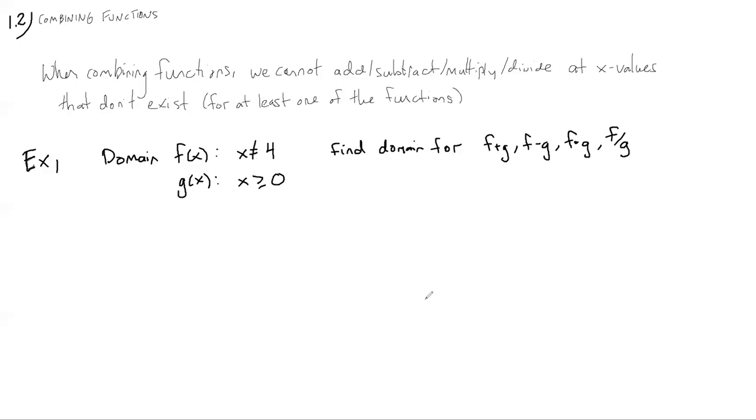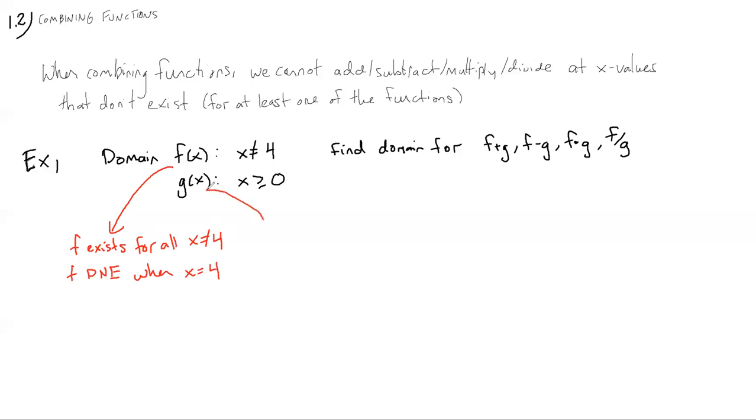Basically, what I wrote up here: when we do combine functions, we can't perform any of these operations at the x values that don't exist. So when I'm giving you the domain for f and g, I'm telling you both where the function exists and where it doesn't exist. So this here, for f of x, says that x cannot be 4. So f exists for all x not 4, and f does not exist, I'll use DNE, when x is 4. That's what it's saying. It gives you all the information that we need.